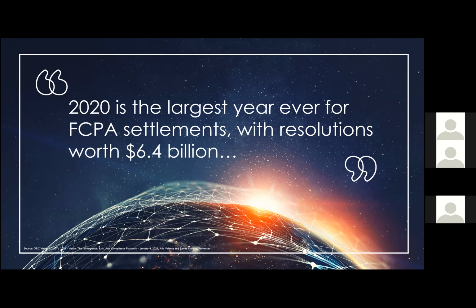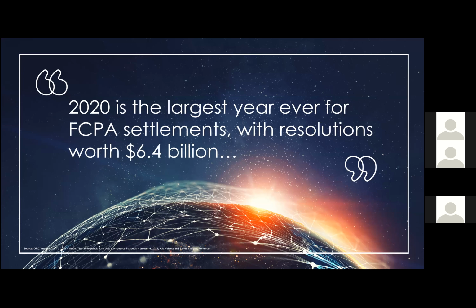Financial and economic crises, such as the current conditions caused by the COVID-19 pandemic, generally increase fraud and corruption. Given the new administration and the economic backdrop, I think it's safe to expect a continued increase in FCPA enforcement in the coming years.